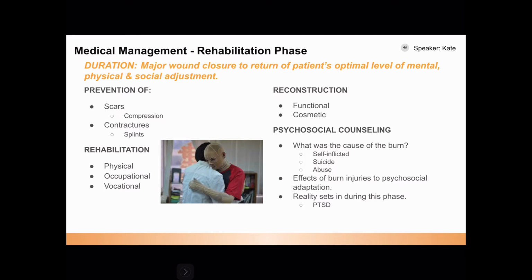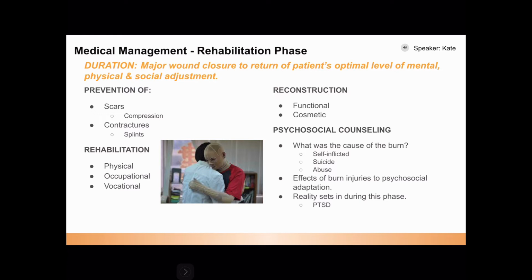Treatment-wise, during this phase, we want to prevent scars and contractures. Compression is the key to preventing scars by promoting adequate circulation and collagen restructuring. This is achieved using elastic pressure garments and bandages. Physical, occupational, and vocational therapies are crucial as well. The patient will need a lot of psychological support during this phase.